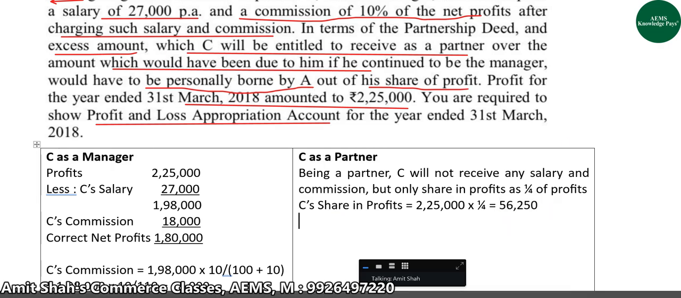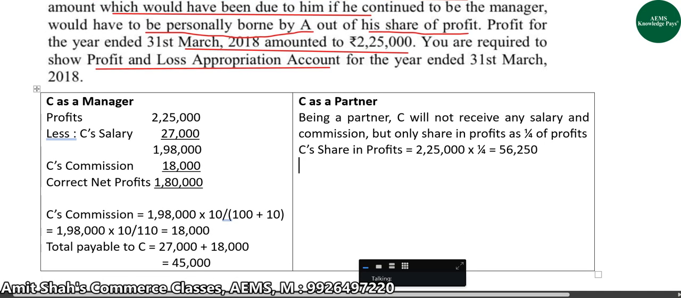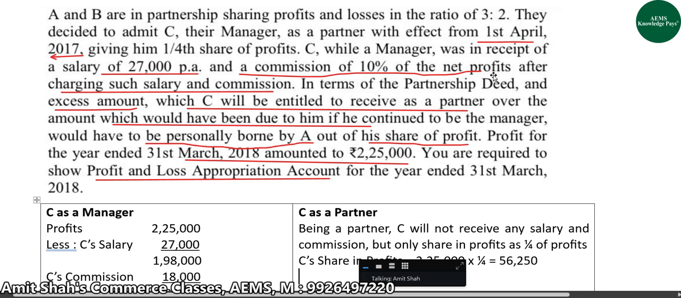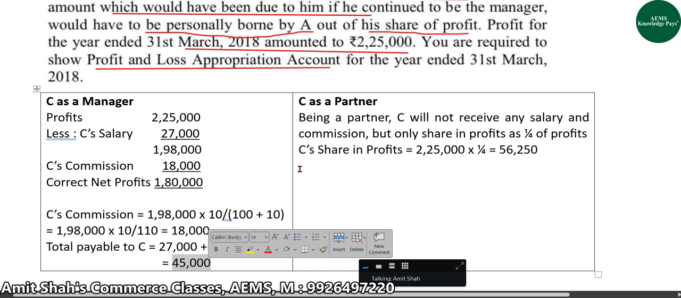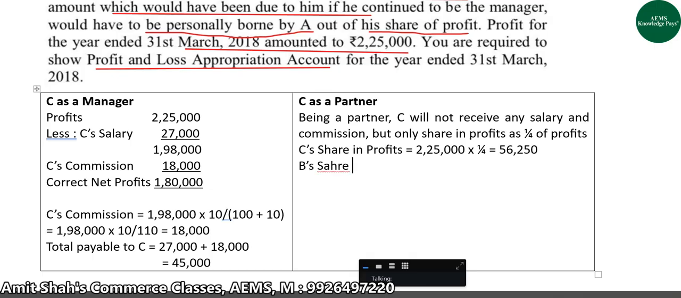It means in this excess amount being payable to C, B will not bear anything. So B says that my profit share would be 2/5 after giving to C the amount equivalent to what he was getting as a manager. So in that case, B's share in profits would be 2,25,000 total profits available minus what otherwise they give to C as a manager, only 45,000. So 225 minus 45 is 1,80,000. So B's share is 2/5 of 1,80,000.